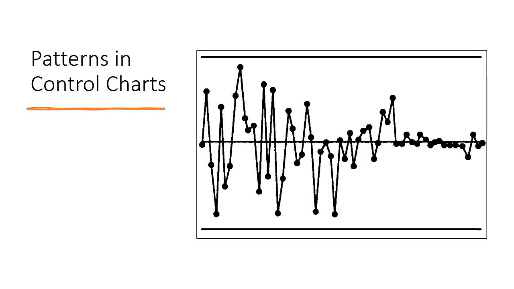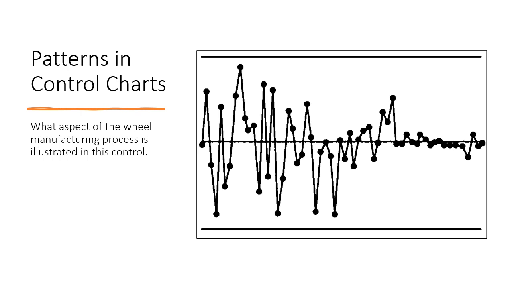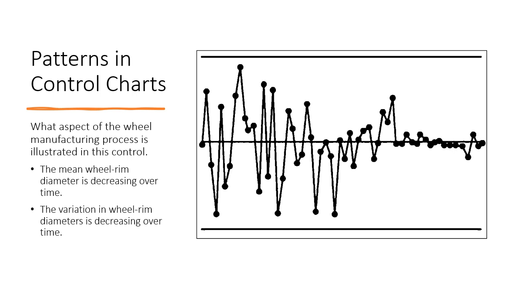Okay, and how about this one? So what aspect of the wheel manufacturing process is illustrated? Is the mean wheel rim diameter decreasing over time, or is the variation in wheel rim diameter decreasing over time? You can see the points become less spread out over time, indicating a decrease in wheel rim diameter variation.